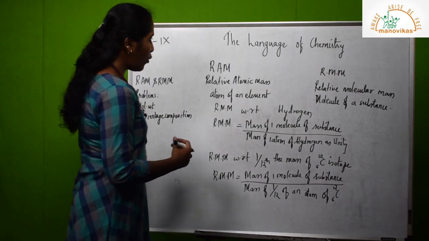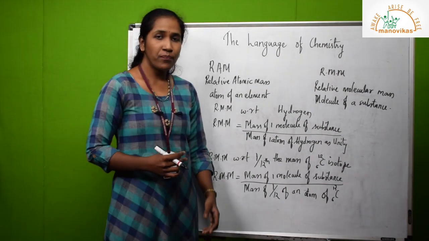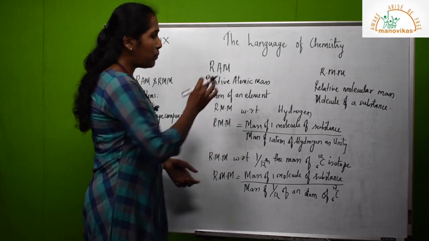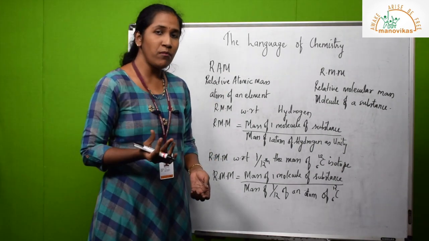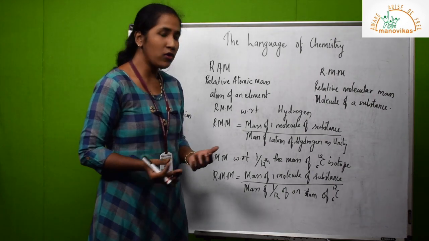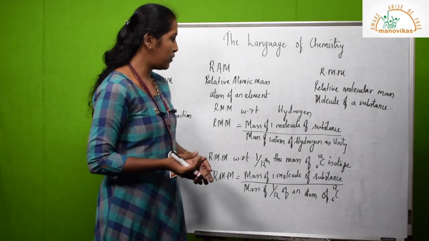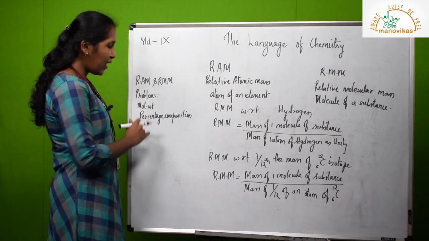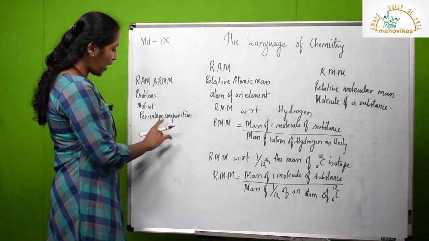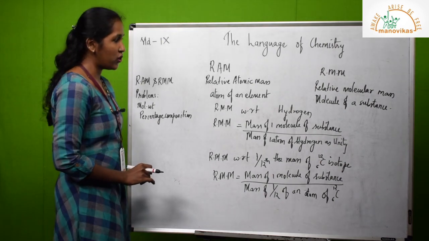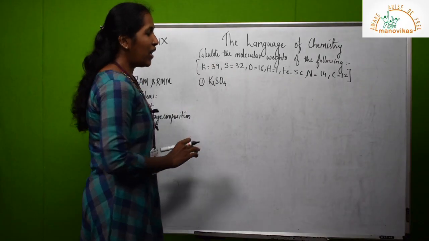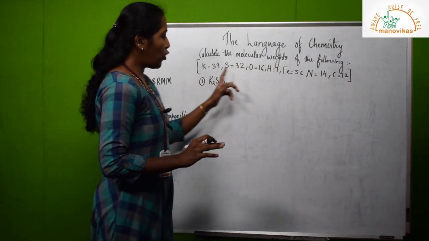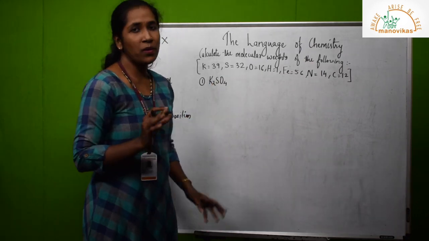Now the next important concept is gram atomic weight. When the relative atomic mass is expressed in grams, we call it gram atomic weight, or we call it gram atom. Now we will try to solve some problems, that is, to calculate the molecular weight and the percentage composition. Now we will solve how to calculate the molecular weight of the following. Please remember, the atomic mass of each element will be given to you.